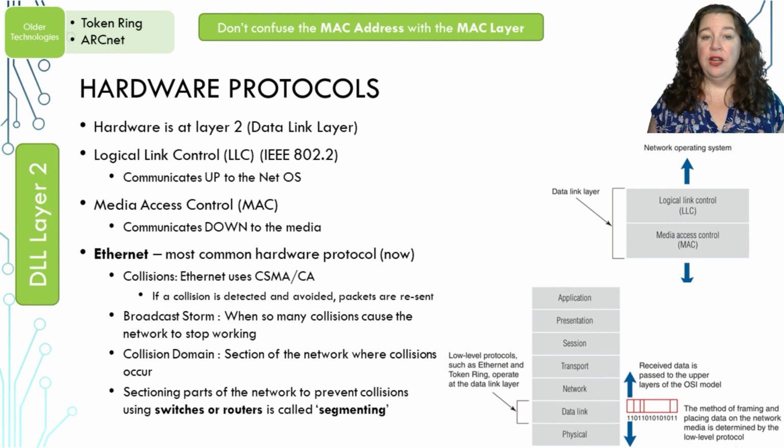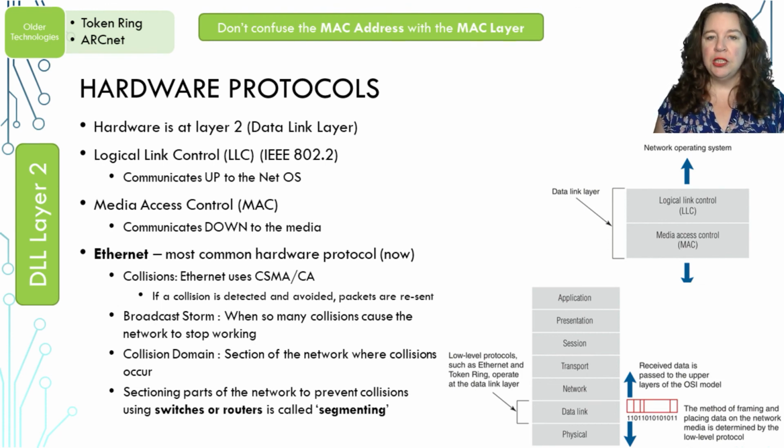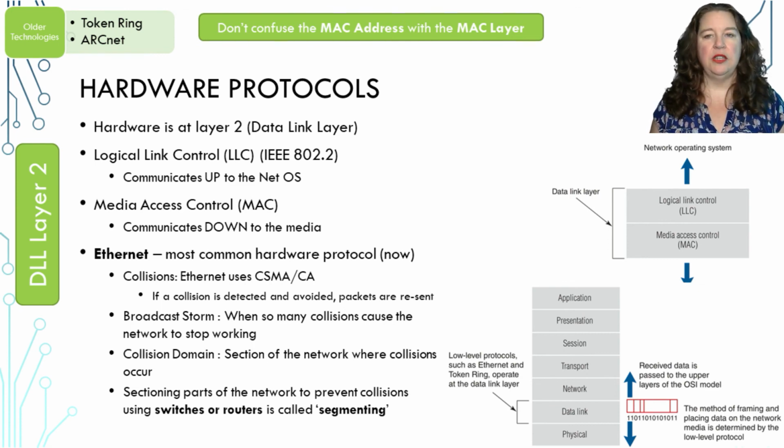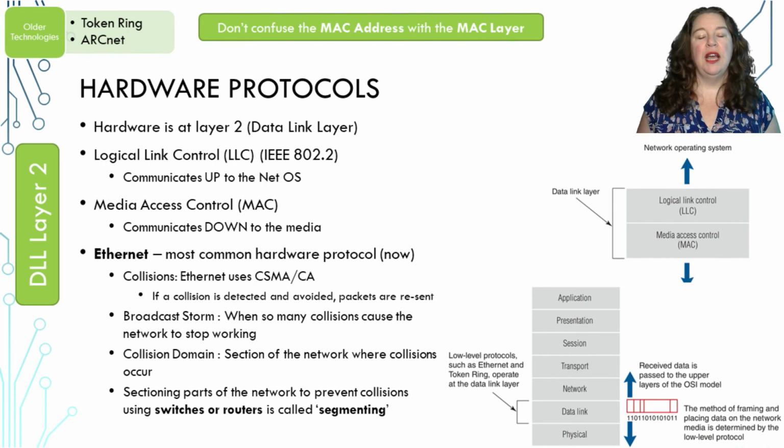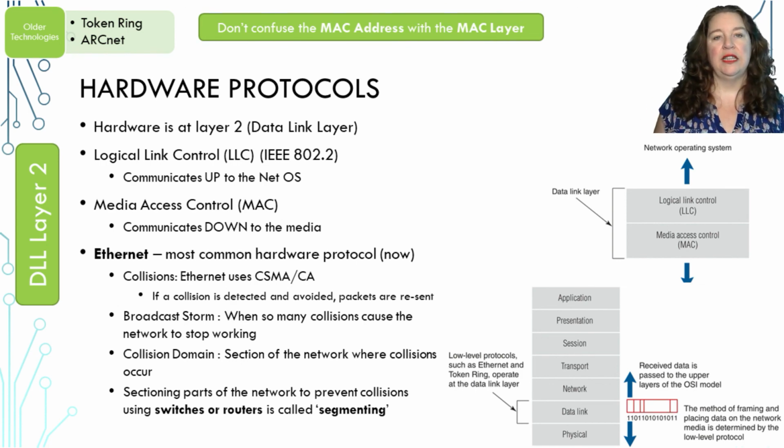So again, Ethernet layer inside the DLL layer at the second level. It's the hardware protocol that is going to handle collisions and keeping track of data going in and out. So in this layer, remember, you've got your LLC and your MAC, talking up, talking down. Lower level protocols such as the Ethernet and token ring all work at this data link layer.